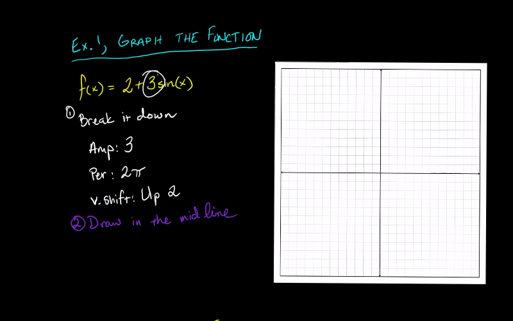Okay, so the midline is what we're going to draw in. How do I know what the midline is? It's just the vertical shift. So we've gone up 2. So here we have it, right? I'm just going to go by 1s here since we have an amplitude of 3, and if I go by 2s, I might end up off there.